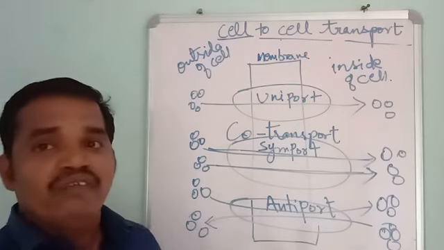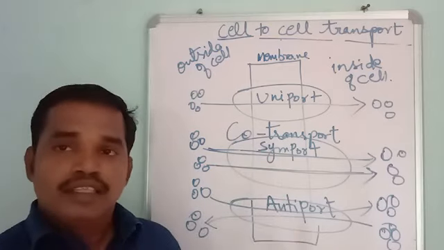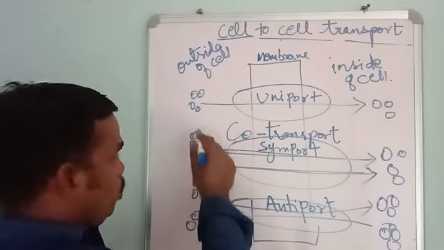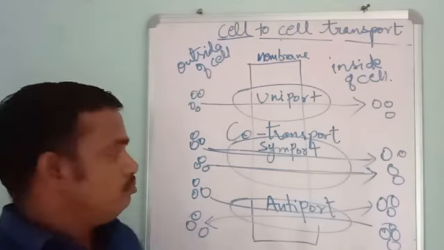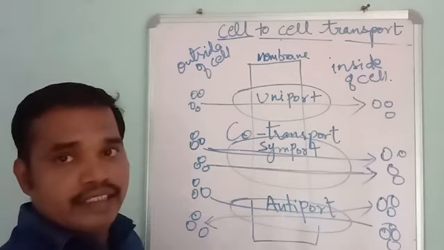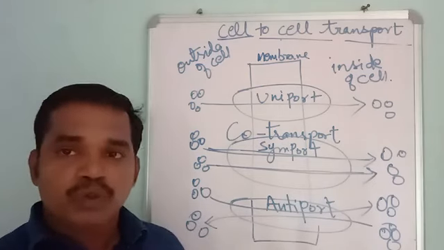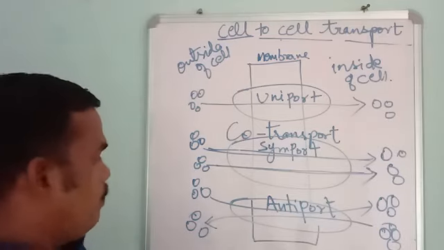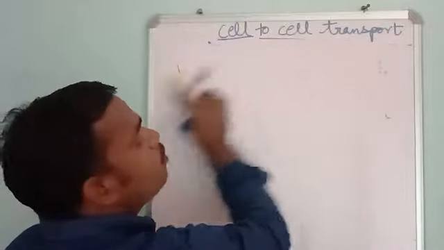So thereby we can identify the similarity between co-transport and antiport: two types of molecules are moving across the membrane. But the difference is that in co-transport they move in one direction, and in antiport the two types of molecules move in opposite directions. Do you understand what I am saying? Okay, fine.